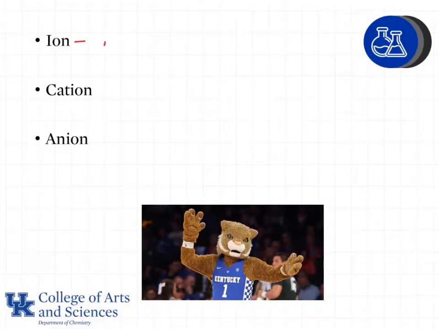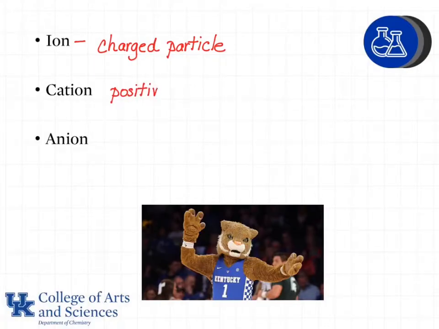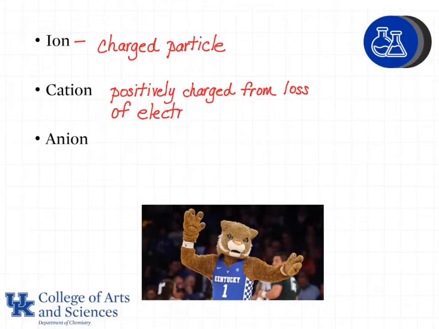The definition of an ion is a charged particle that results from the gain or loss of electrons. Now, when we look at a cation specifically, a cation is a positively charged particle, and it results from the loss of electrons. An anion is a negatively charged particle, and it results from the gain of electrons.